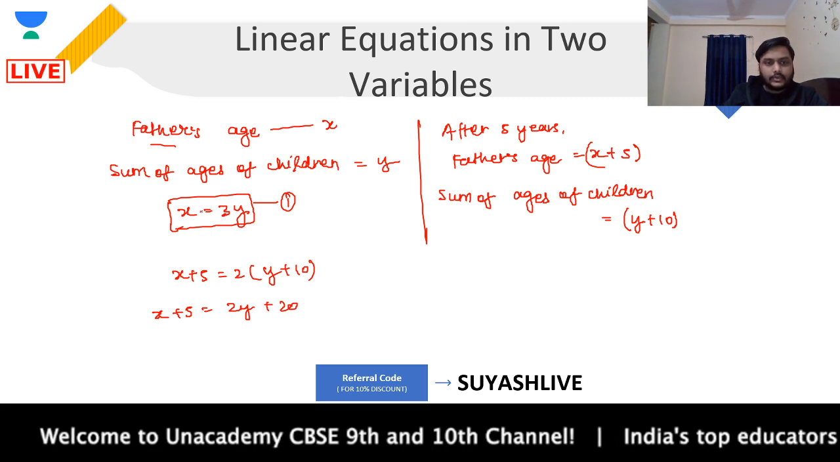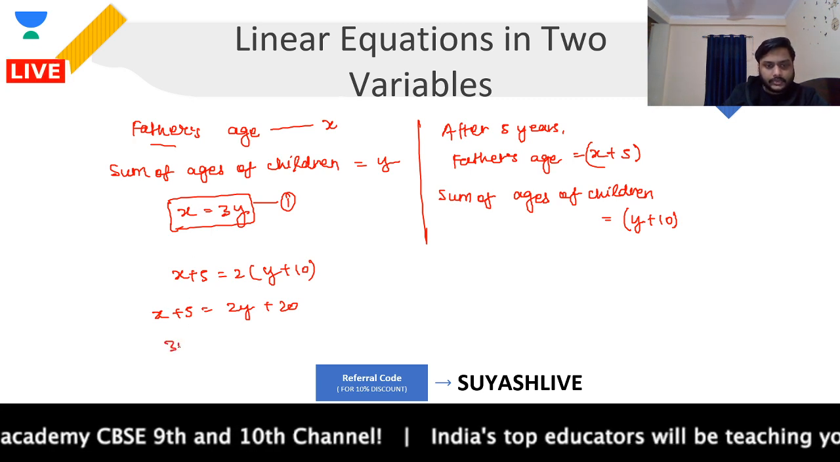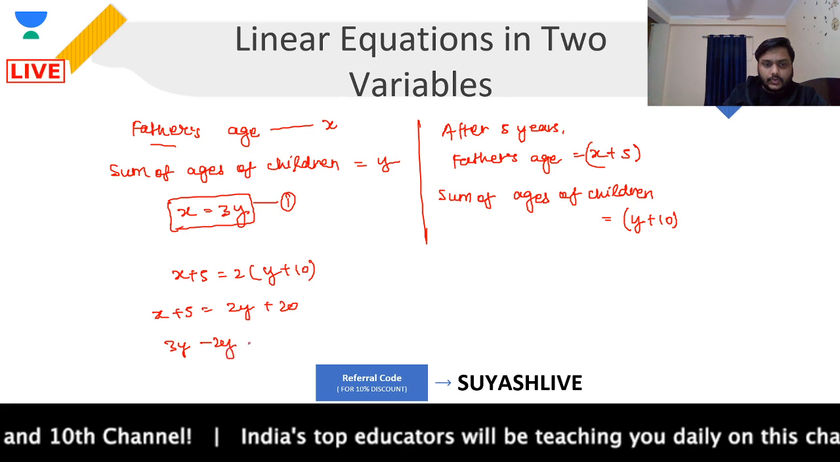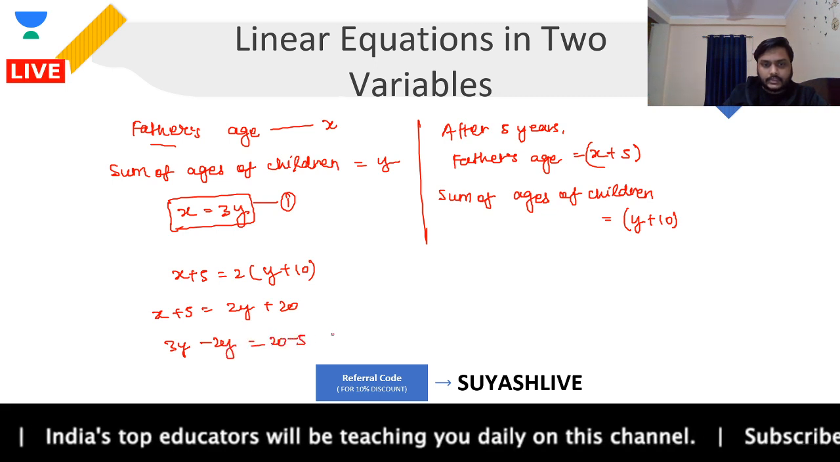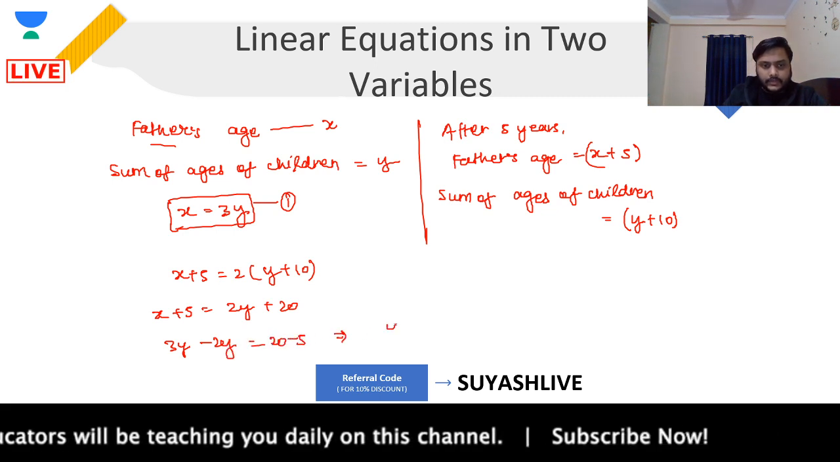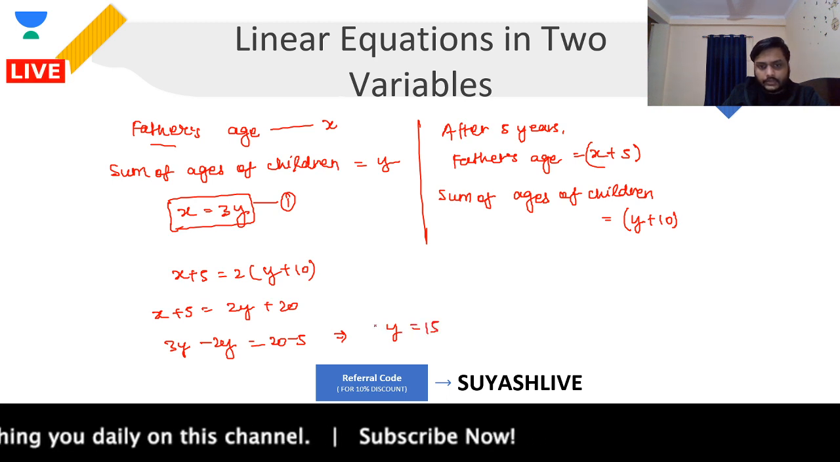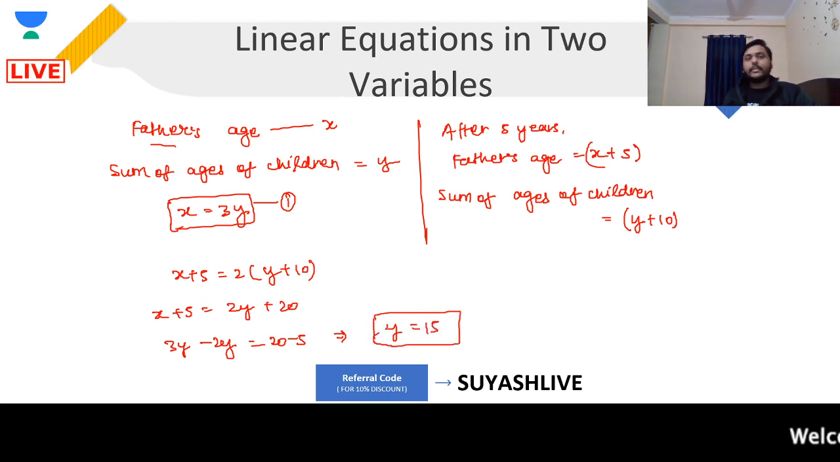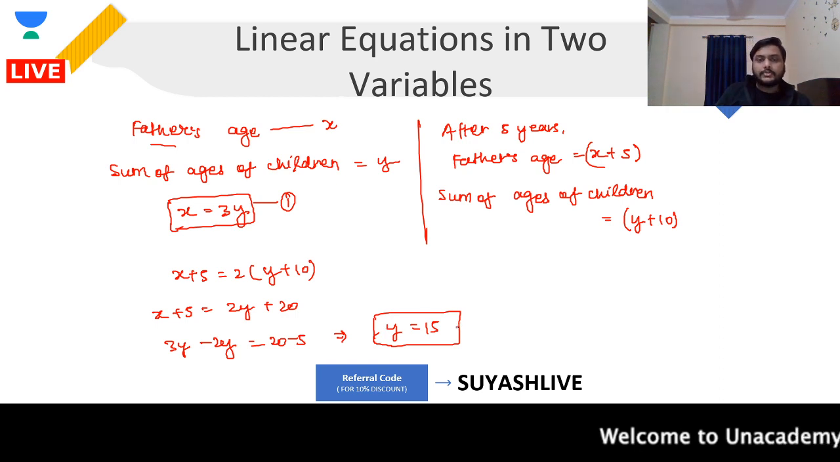From here I can use the value of x, that is 3y. So 3y minus 2y is equal to 20 minus 5. This will give you what? This will give you y is equal to 15. So you got the value of y to be what? You got the value of y to be 15.